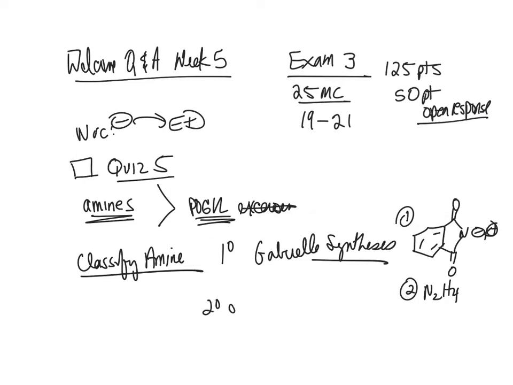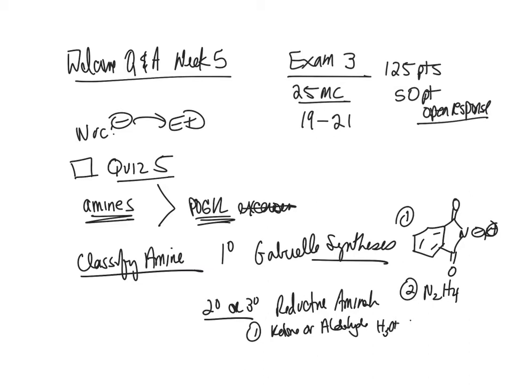If you have a secondary or tertiary amine, then you really need to do reductive amination. And reductive amination is you use a ketone or aldehyde with a little bit of catalytic acid and the amine, and then you reduce it. And a lot of times you use sodium cyanoborohydride, or you can use lithium aluminum hydride. Those are your reagents.